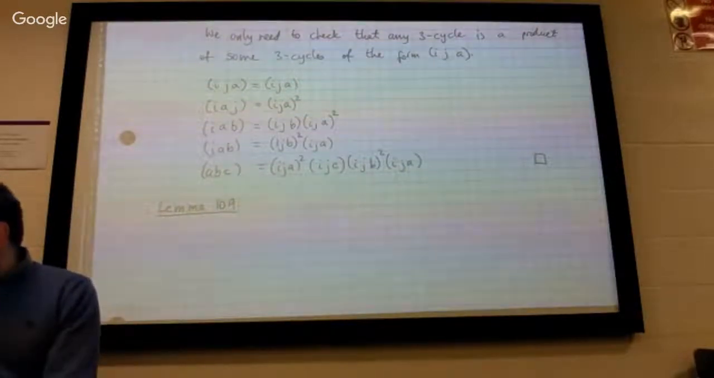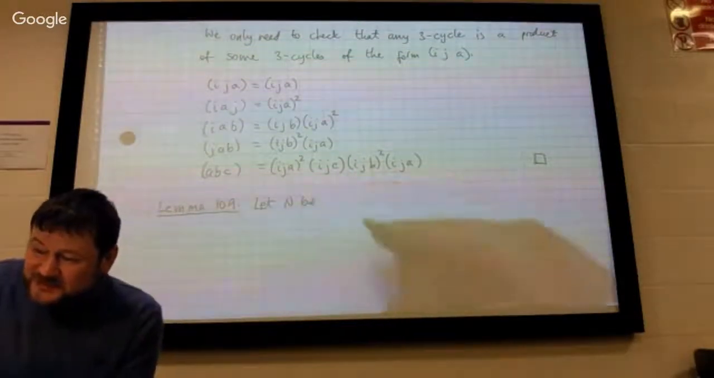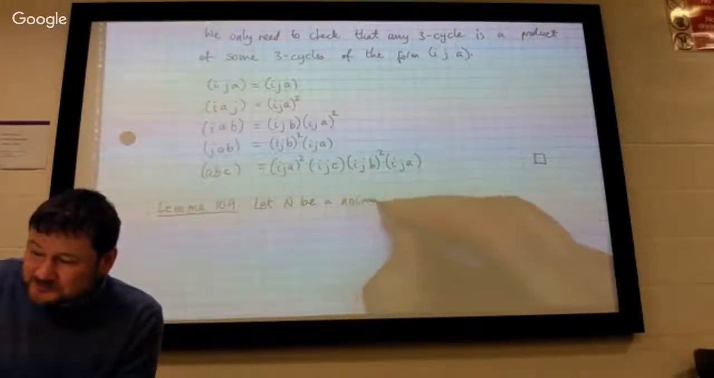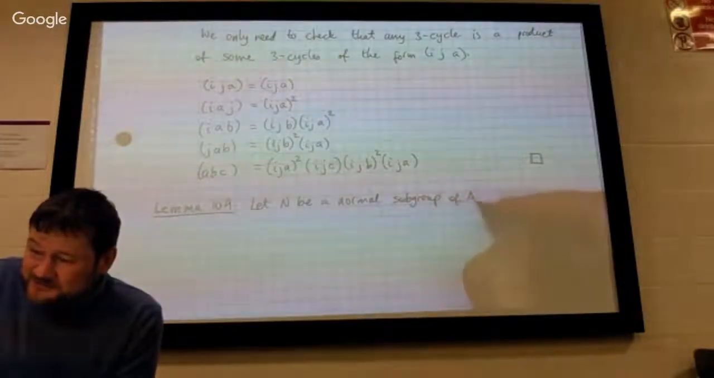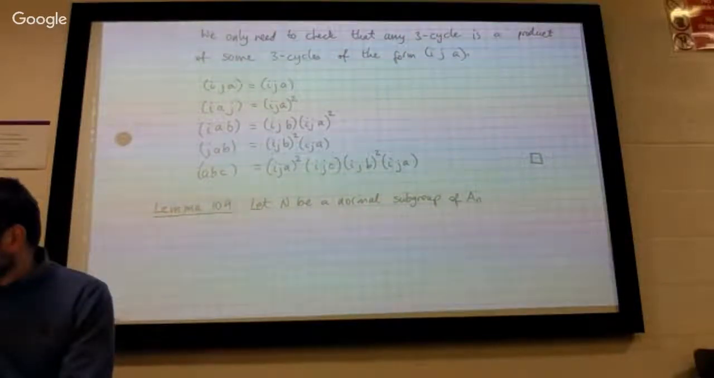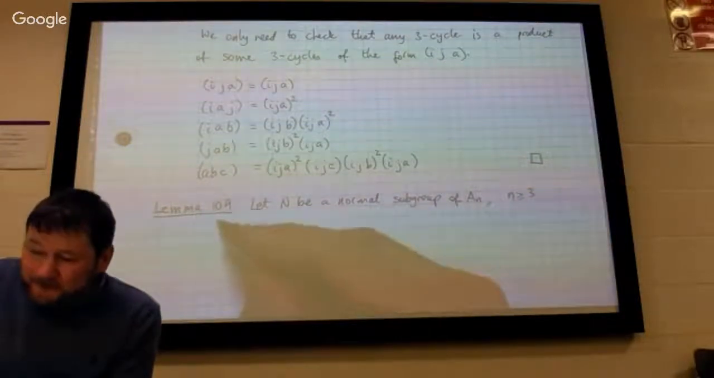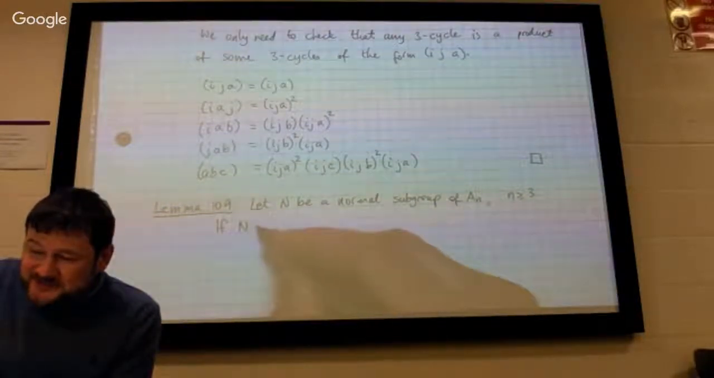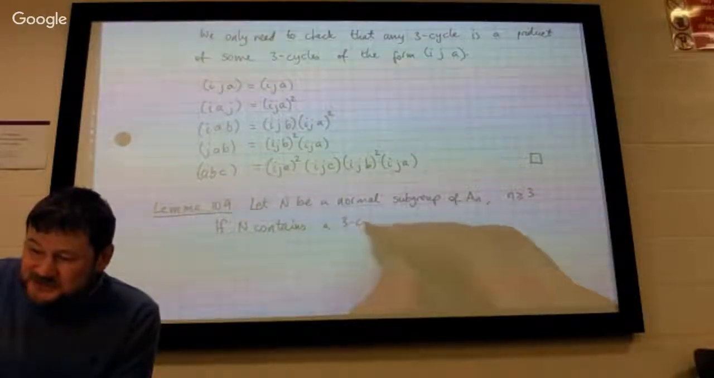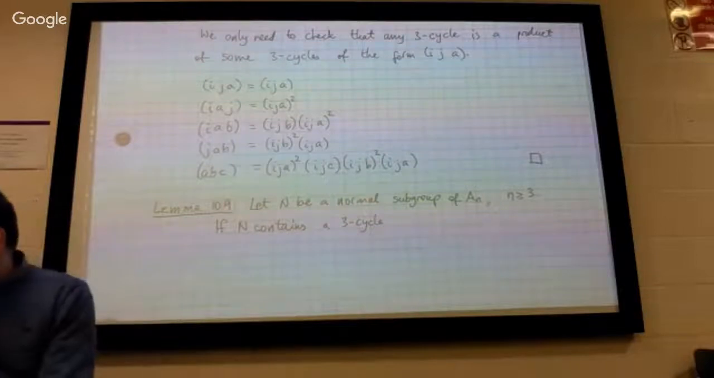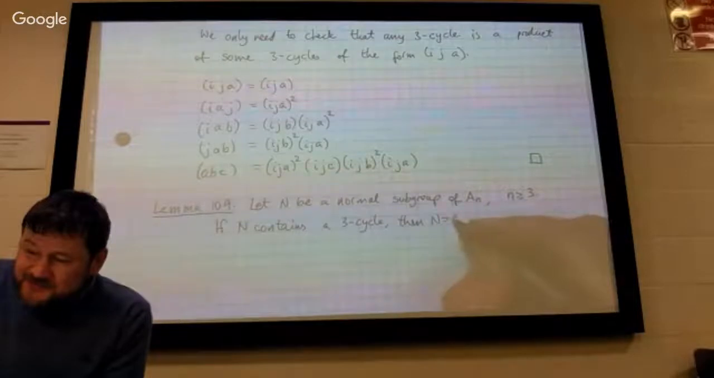What's lemma 10.9? So if we get a normal subgroup N of A_n which contains, if N contains a 3-cycle, just one, then it's already the whole group.